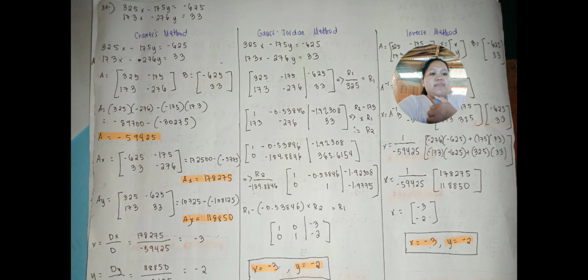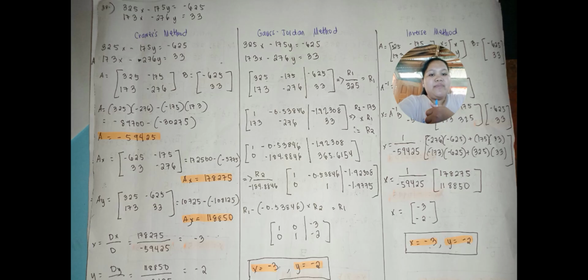325x minus 175y is equal to negative 625. 173x minus 276y is equal to 33. Apply Cramer's method. Get the coefficient matrix for A and the constant matrix for B, cross multiply, and our determinant A is equal to negative 59,425.